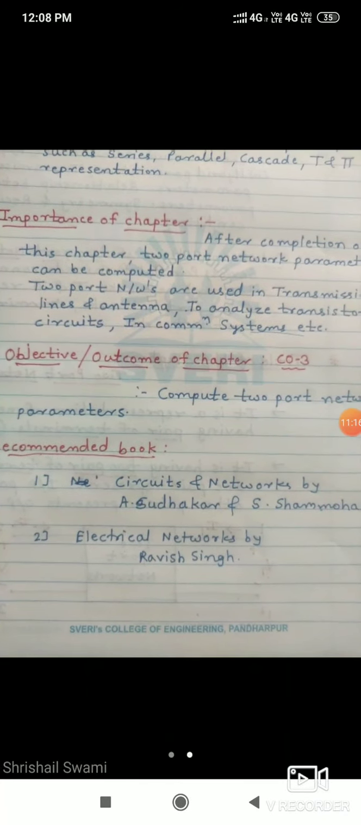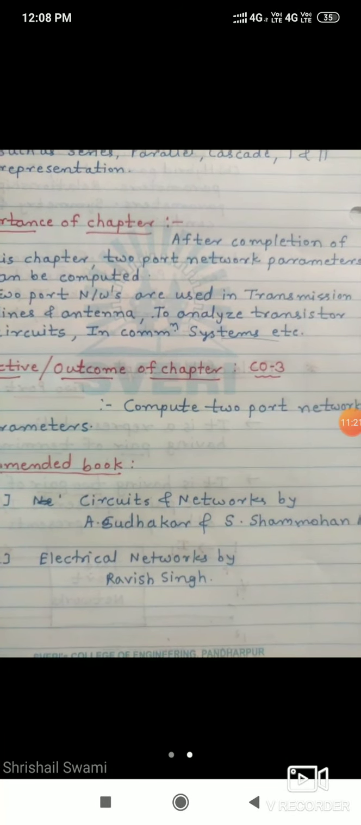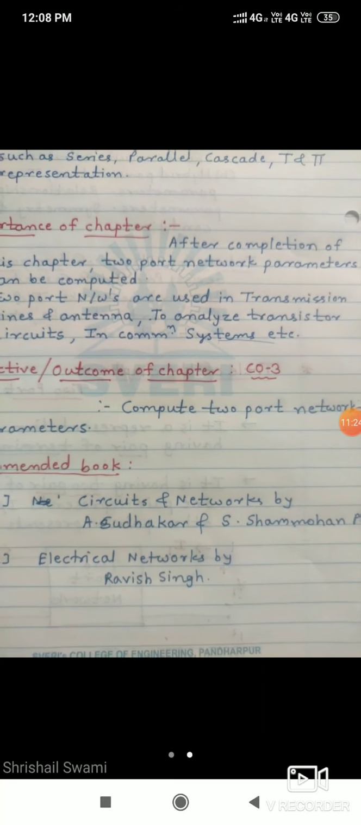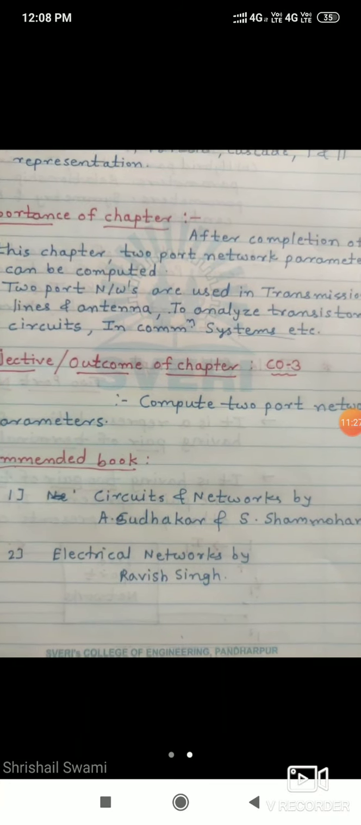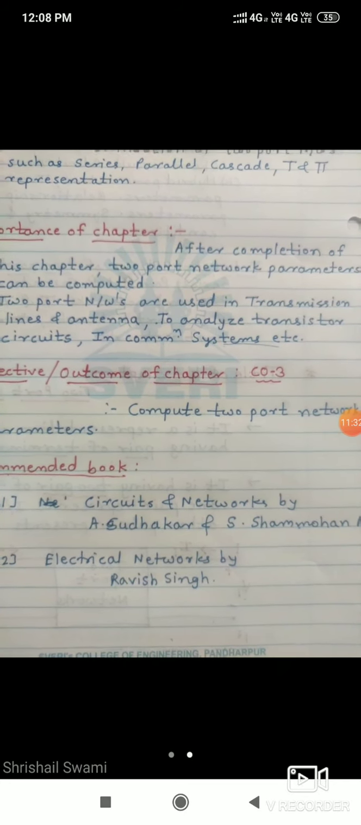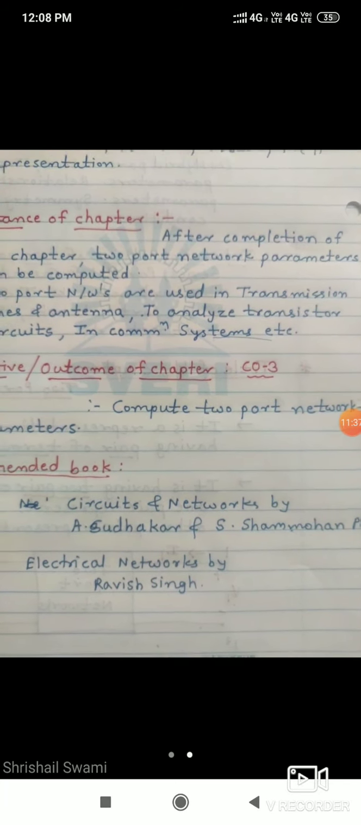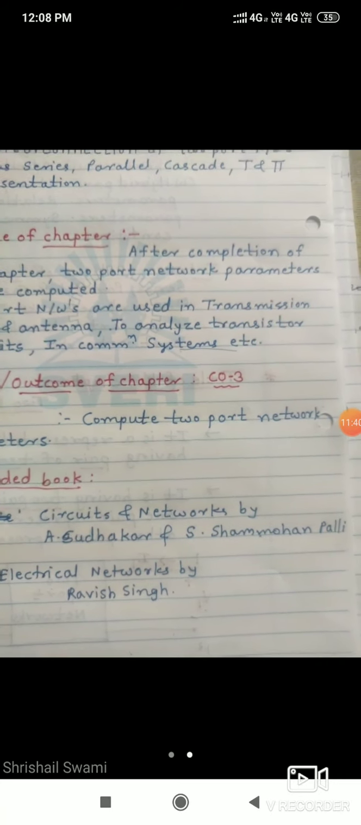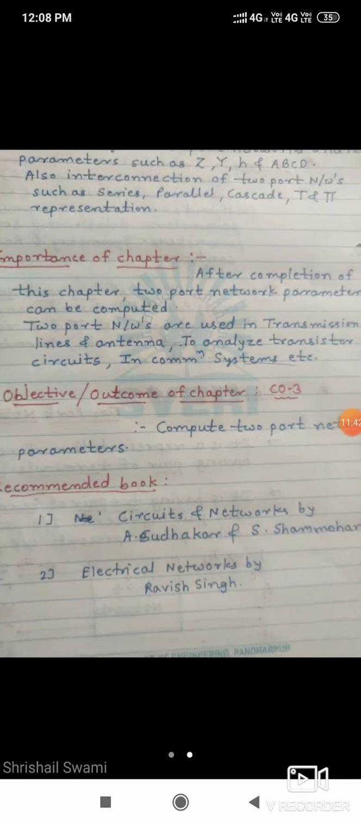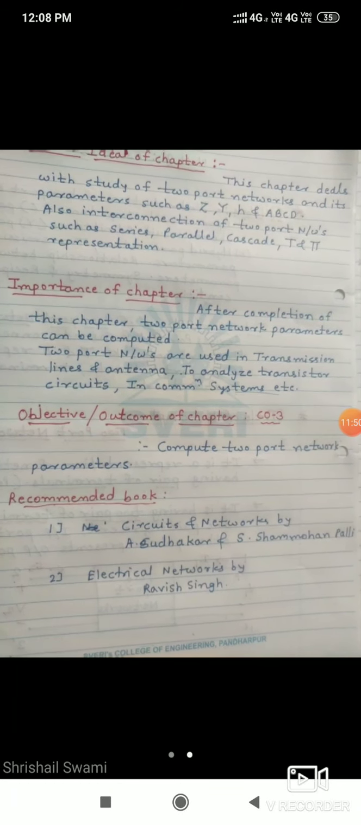Now the recommended books. Which book can we refer to? Which book is useful for understanding this unit? Circuits and Networks by A. Sudhakar and Shyam Mohan Palli. The second book is Electrical Networks by Ravish Singh. These two books are very good for unit number 1 as well as for unit number 3. You can use these two books for your reference. Now we will start the introduction of two-port networks. For that I will share the PPT, and with the help of the PPT we can start the introduction of two-port networks.